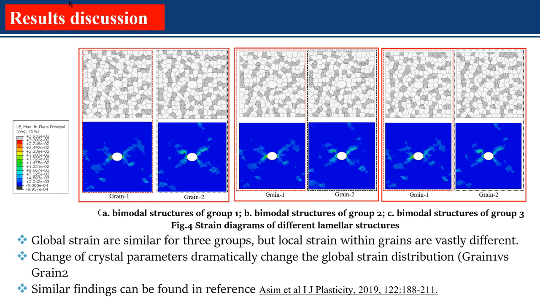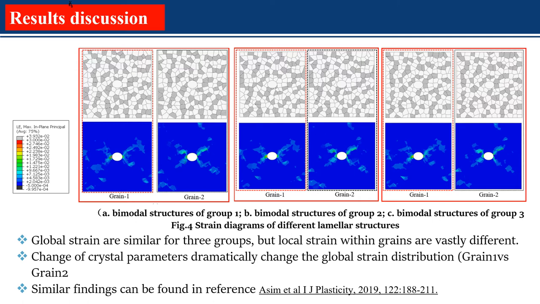Six plots of modeling results at the global level of the RVE model are presented here. Let's firstly focus on Grain 1 cases. They respectively correspond to the lamellar structure on the left side, the lamellar structure on the right side, and without a lamellar structure on both sides at all. It seems that global strains are very similar for the three groups. But if you take a closer look at the details of the neighboring area of the notches, the local strains are vastly different. We will show it later in an enlarged view.